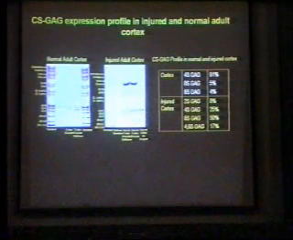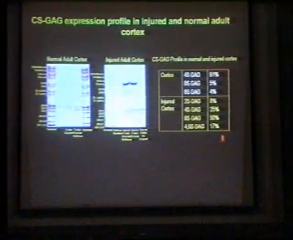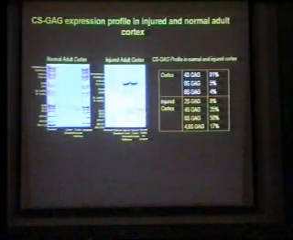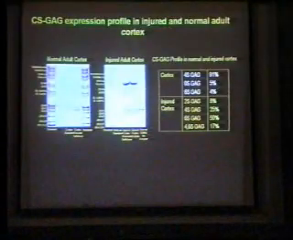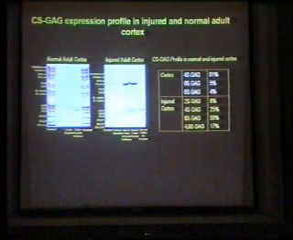Now this is in scar tissue. This is percentages, and the total amount of GAG also is higher here than here. So both the amount increases and the profile of the chondroitin sulfate GAGs in the CNS scar tissue is different from the normal adult brain.